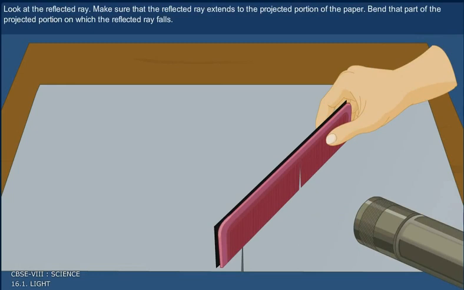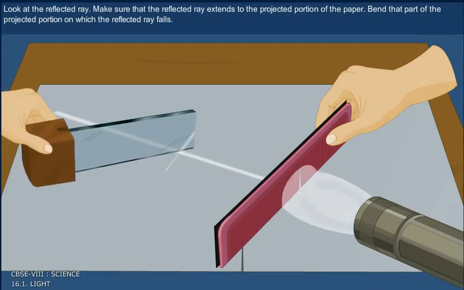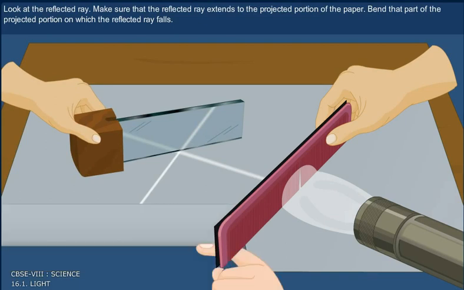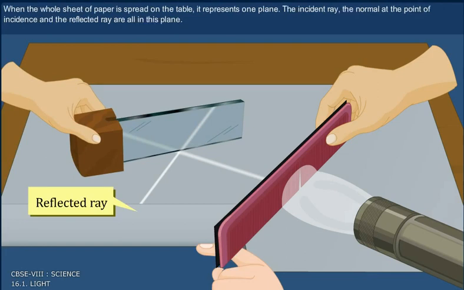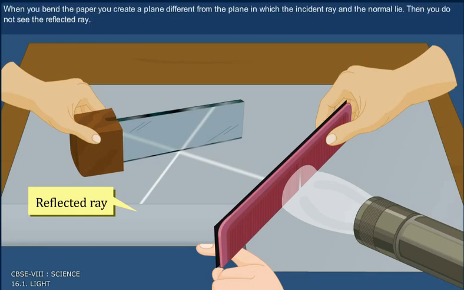Look at that reflected ray. Make sure that the reflected ray extends to the projected portion of the paper. Now bend that part of the projected portion on which the reflected ray falls. When the whole sheet of paper is spread on the table, it represents one plane. The incident ray, the normal at the point of incidence, and the reflected ray are all in this plane.